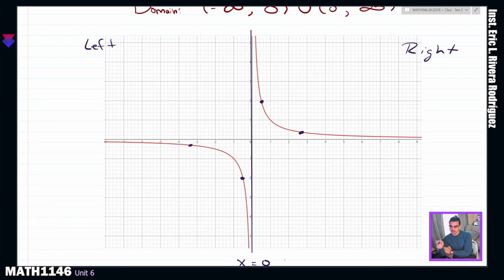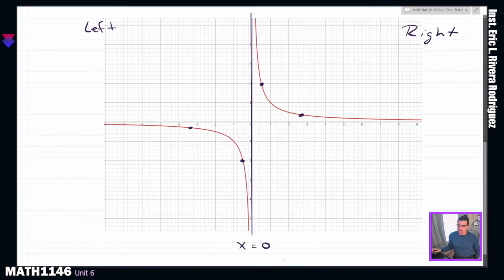Okay, so what is this vertical asymptote doing here? Well, this vertical asymptote is separating the left side from the right side. Also, it is showing the restriction that the domain of this function has. The restriction of this domain is that x cannot be equal to 0. Hence, we can see it as an asymptote here. That's a vertical asymptote.